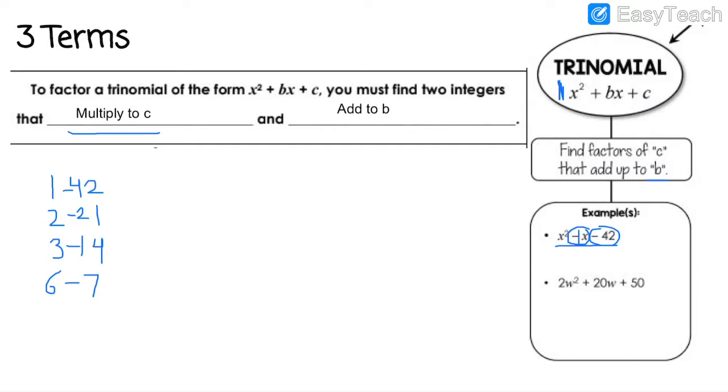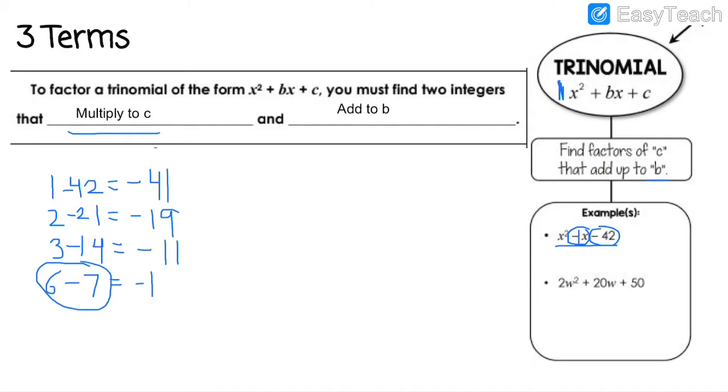So if we do this math, 1 minus 42 will give me a negative 41. 2 minus 21 gives me a negative 19. 3 minus 14 gives me negative 11. 6 minus 7 gives me negative 1. So I know my factors are going to be 6 and negative 7.